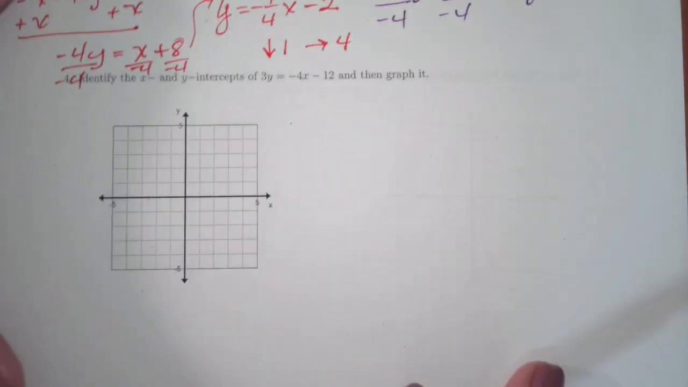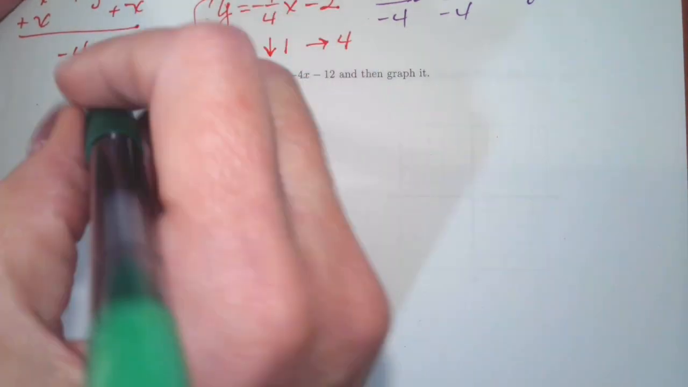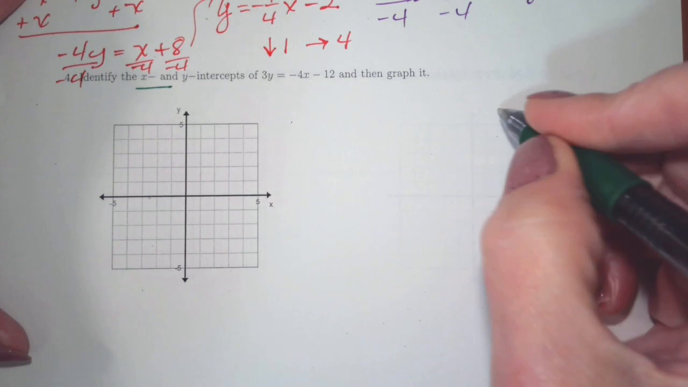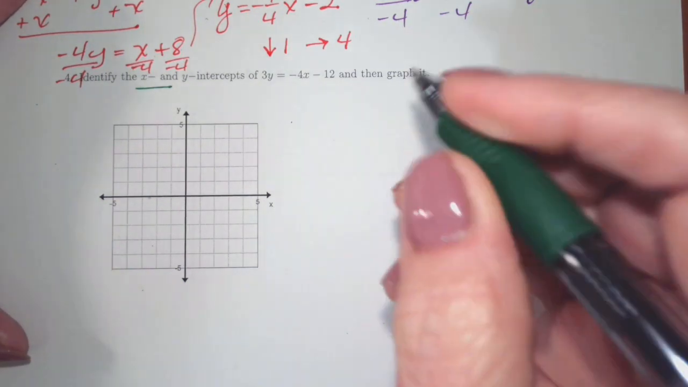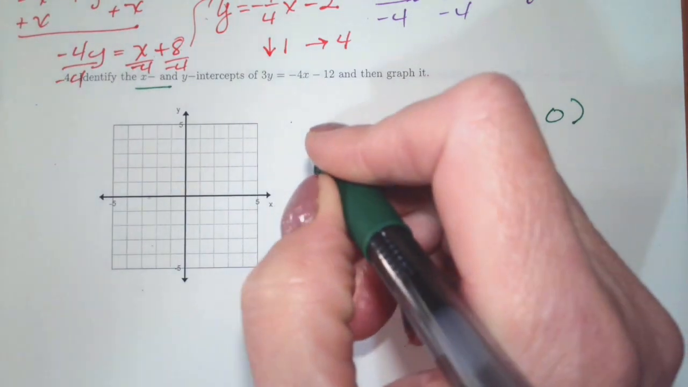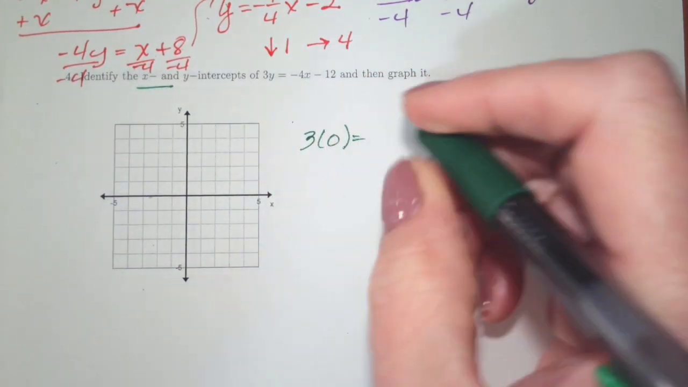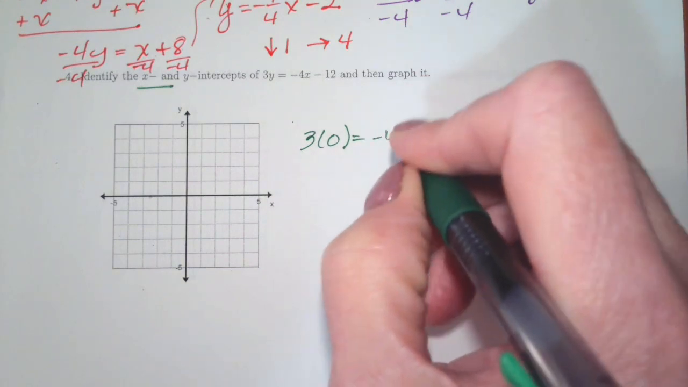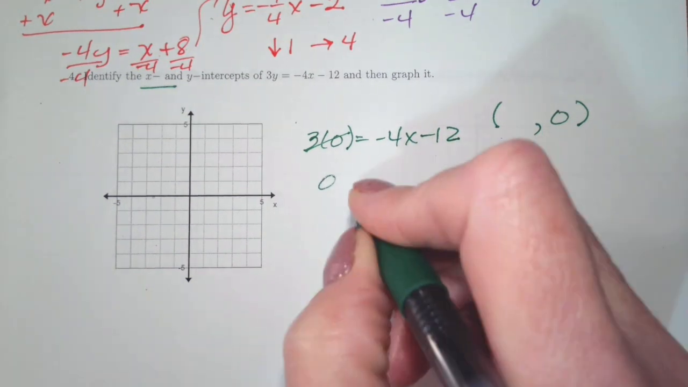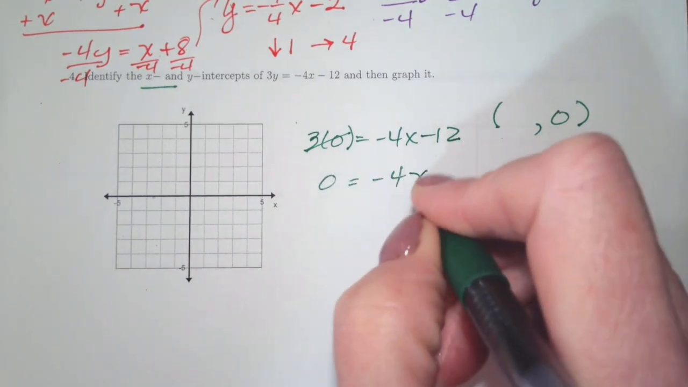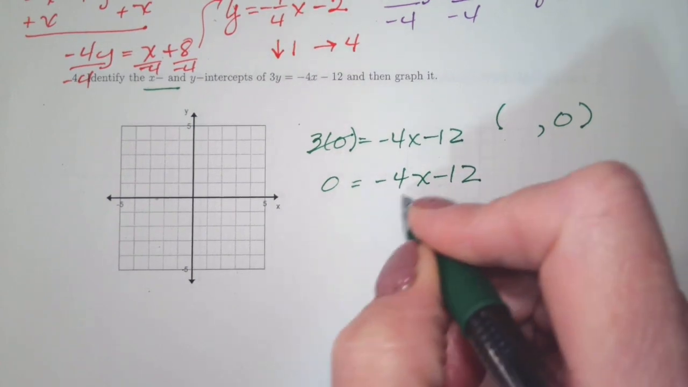Okay. Next one. Okay, so for the x-intercept, I know my y is equal to 0. So I have 3 times 0 equals negative 4x minus 12. This becomes 0 equals negative 4x minus 12. So I want to solve for x.